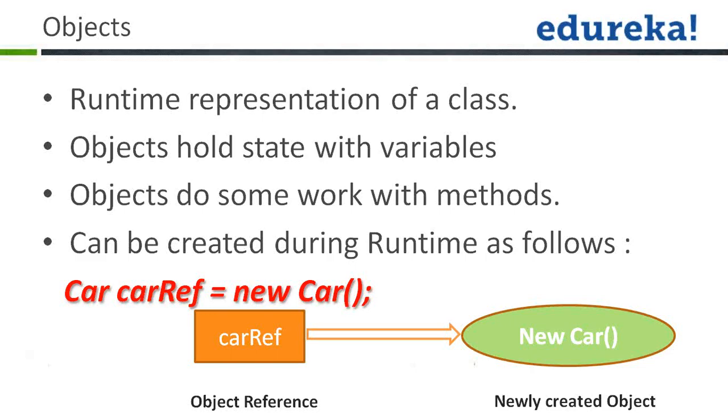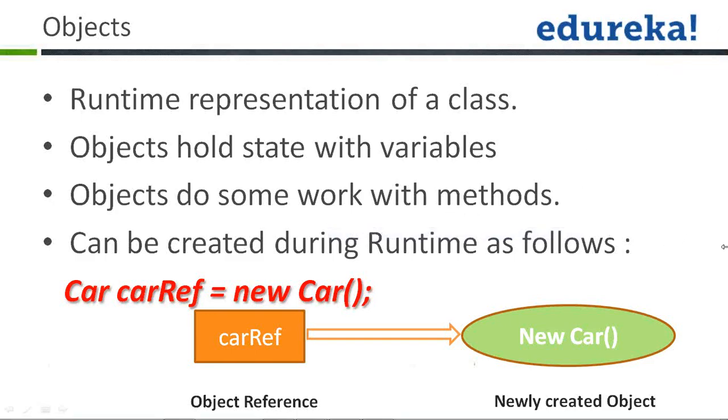Okay. Now, objects can be created during runtime as follows right here. As I told you, first write the name of the class, then you mention the object name, it could be any name, equals to new Car with the parenthesis, and you put the semicolon. This way you'll be creating a new object. So I guess all of you are clear with this part, that is classes and objects. On this note, I'll check for a question.